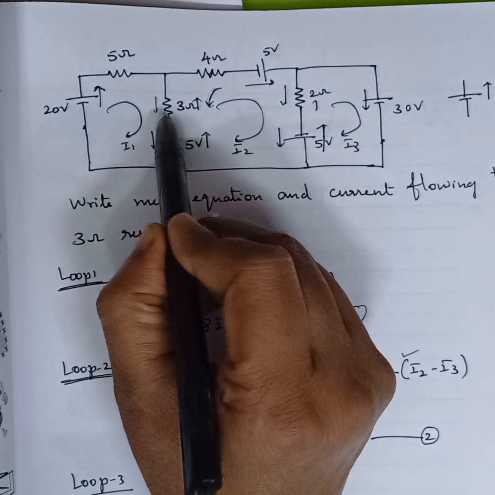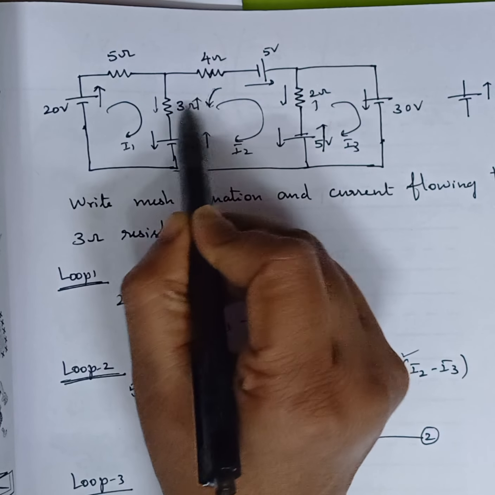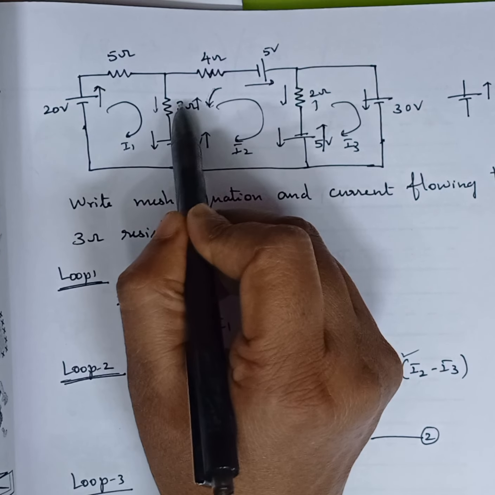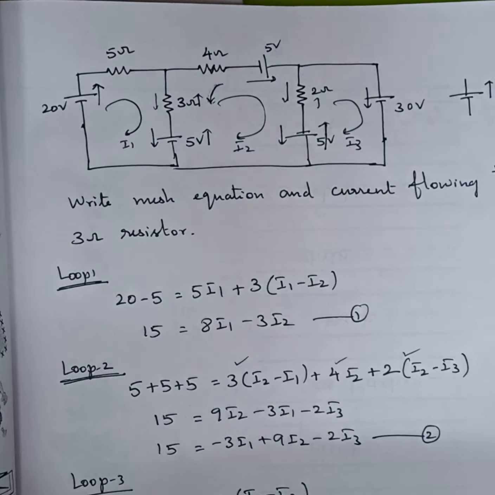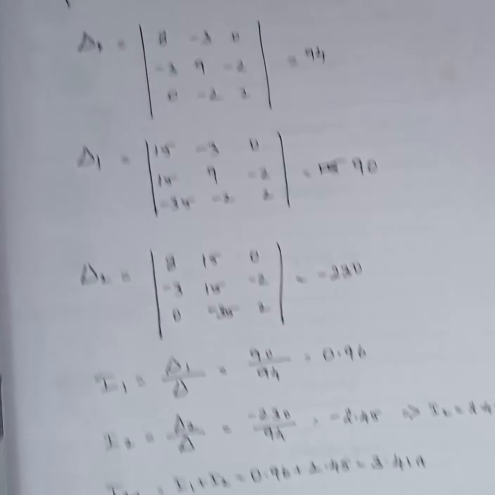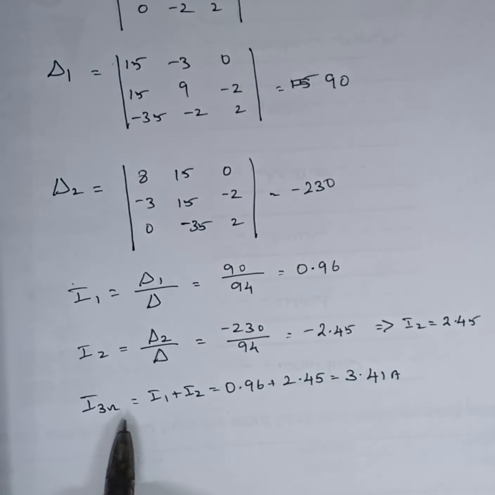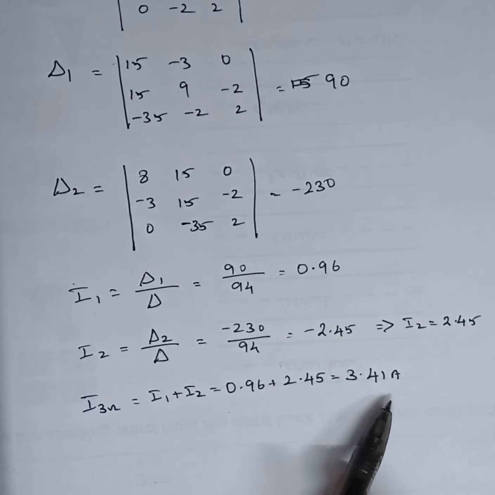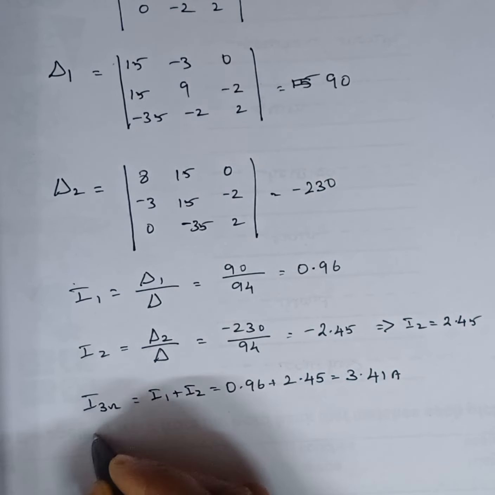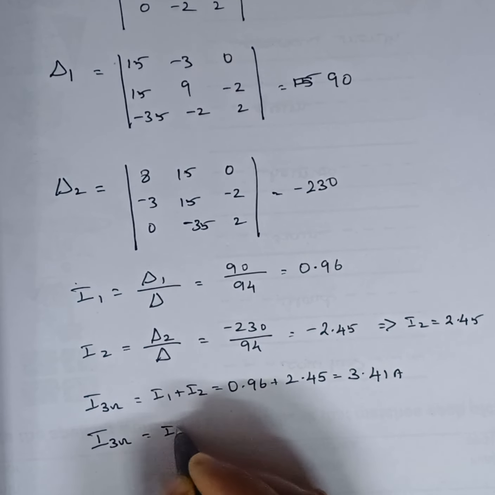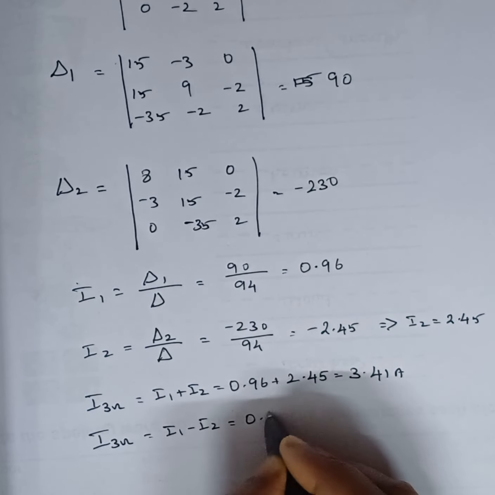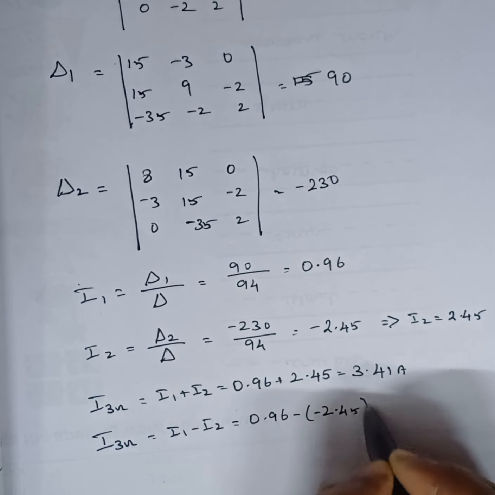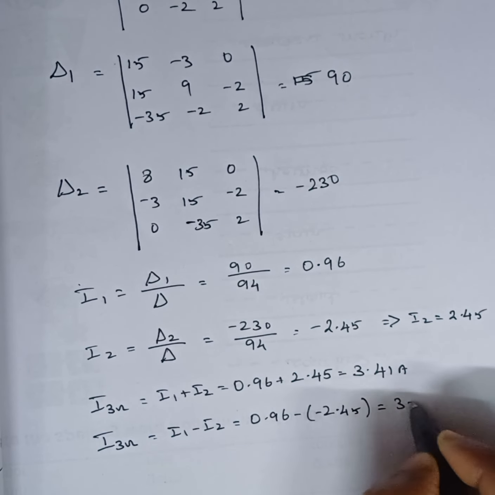Now see, I1 and I2 flow in the same direction, hence the currents are to be taken as additive. So the current flowing through the 3 ohm resistor is I1 plus I2. So we add, getting 3.41. In another way of understanding, initially we put I of 3 ohm equal to I1 minus I2. I1 is 0.96 minus of I2, which is minus 2.45. So minus into minus is plus, and again we get the same answer.